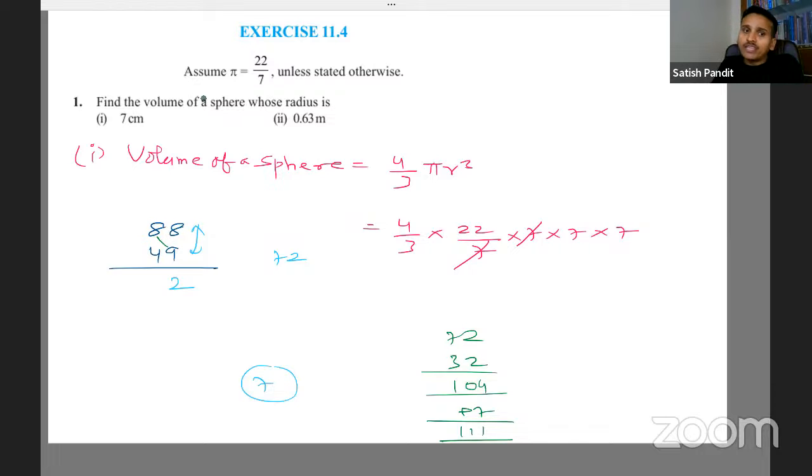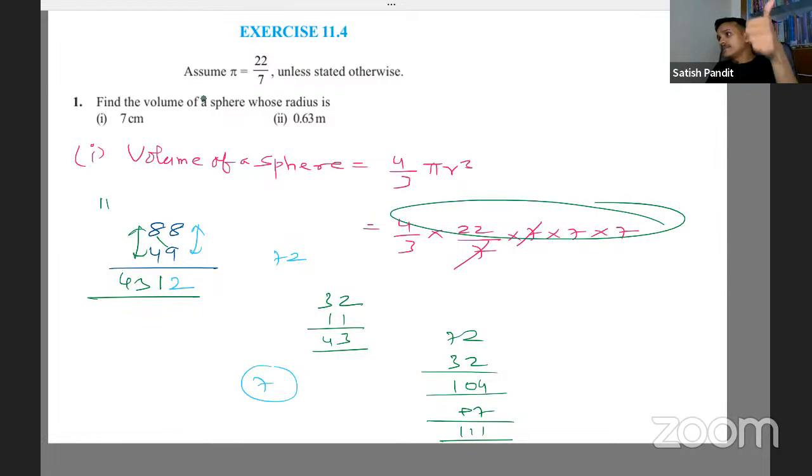In 111, 1 you have to write, and 11 is carryover. Okay. 8 for the 32. Now you have to multiply these two and add 11. So 43. So 4, 3, 1, 2 is the answer if you multiply the entire thing. Yes or no, everyone? Yes.